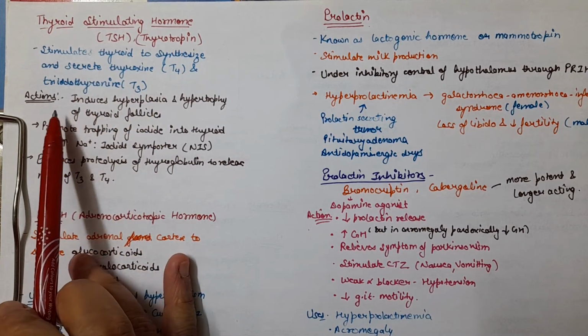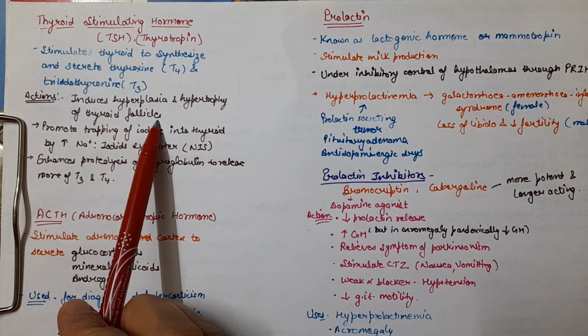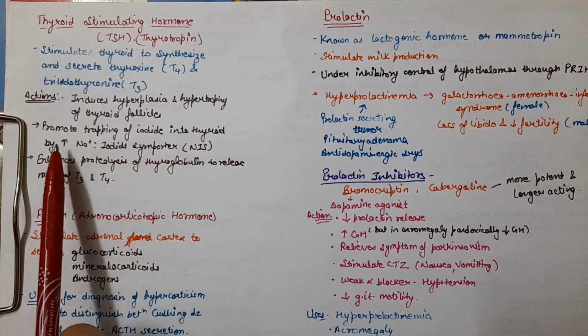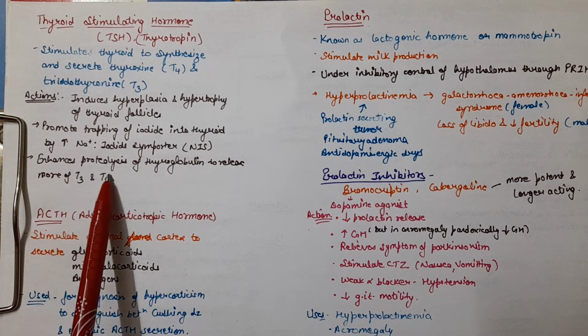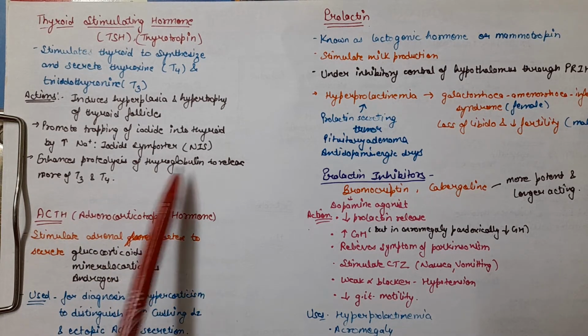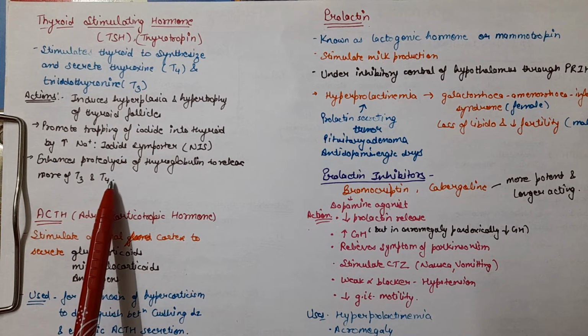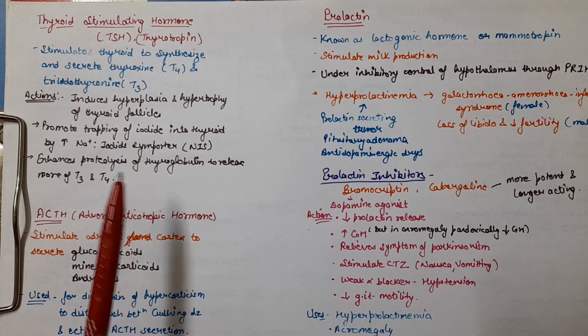Action of thyroid stimulating hormone: it induces hyperplasia and hypertrophy of thyroid follicles. It also promotes trapping of iodide into the thyroid by increasing the sodium iodide symporter. It also enhances the proteolysis of thyroglobulin to release more T3 and T4. About T3 and T4 we will discuss separately when we discuss thyroid hormones and their inhibitors.